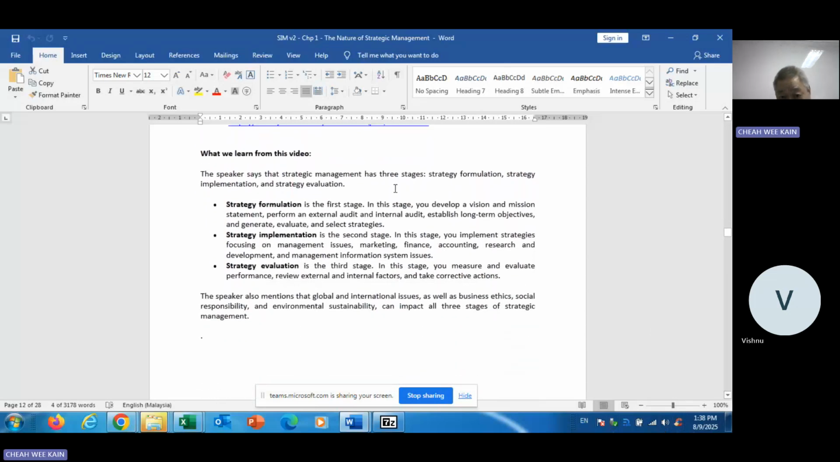The strategy management has three stages: formulation, implementation, and evaluation. So you can read from here. So it's exactly what I said just now.